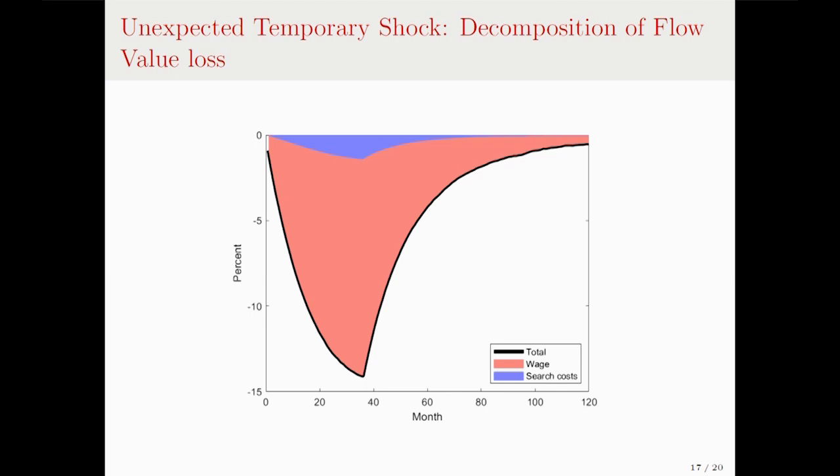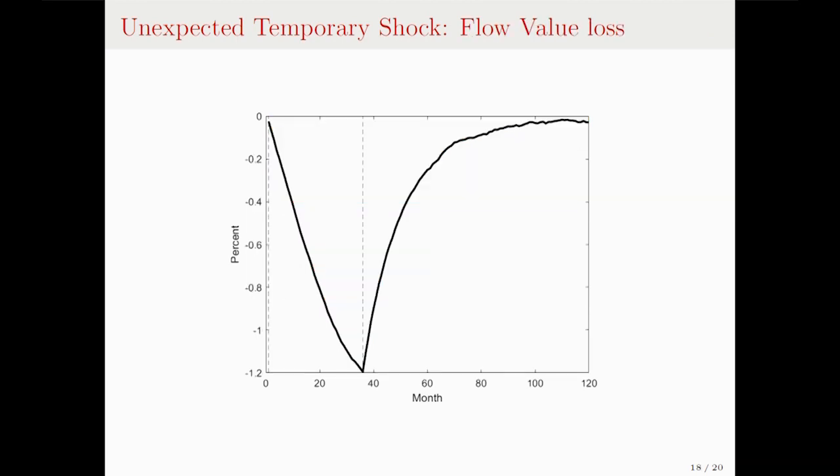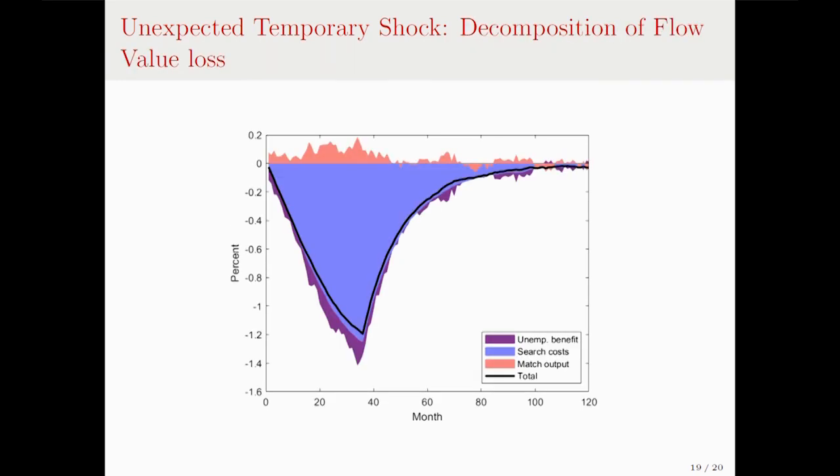The blue portion, though, is the search cost, okay? So this is kind of what's left that the entire economy is losing. We have this very simple model right now that I think we do want to extend, where all of that wage is just going straight to the firm. But there is this blue part that I think we're very interested in. If you look at just the blue part, this is about negative 1.2% of that value at peak.